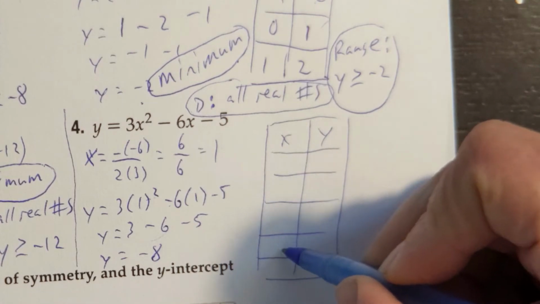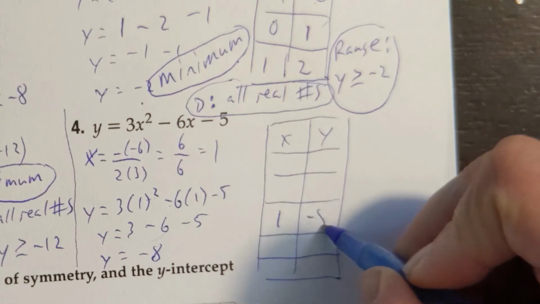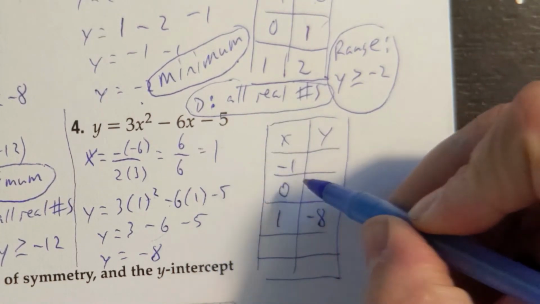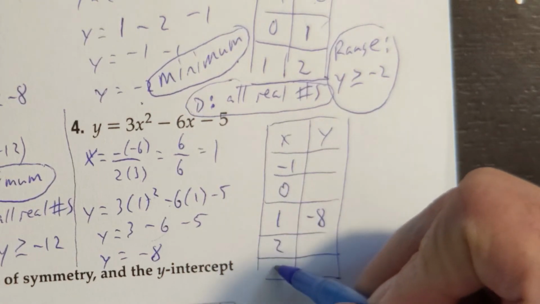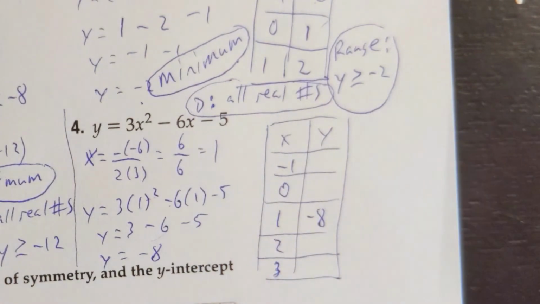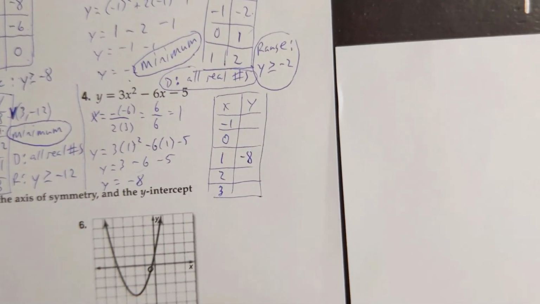So 1, 2, 3, 4, 5. That means the third one right here, x is 1, y is negative 8. We subtract 1, 0, subtract another one, negative 1. If we add 1, 2, add another one, we're at 3. We have all of our x values. Get some more scratch paper out. Scoot this over so you can see the work.